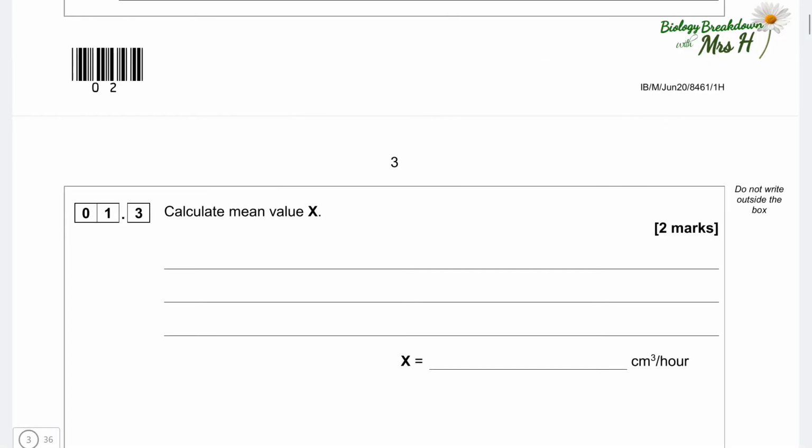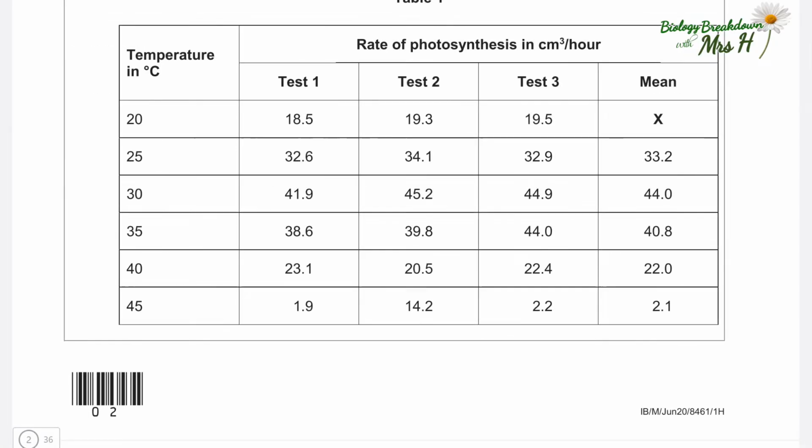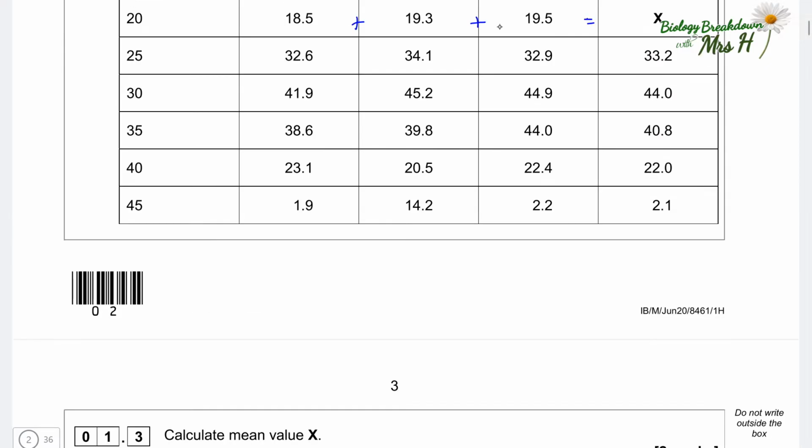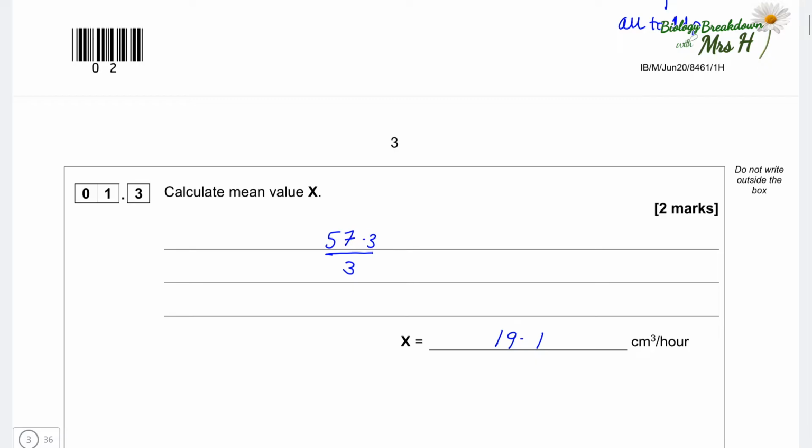Calculate the mean value of x. We need to add 18.5 plus 19.3 plus 19.5. That comes to 57.3, and we did 3 tests, so we need to divide that by 3. That gives us 19.1, and we just need to check how many decimal places we should do our answer in. If we have a look at the whole mean column, all the means have been calculated to 1 decimal place. So that's how we know we've got to write 19.1 there.